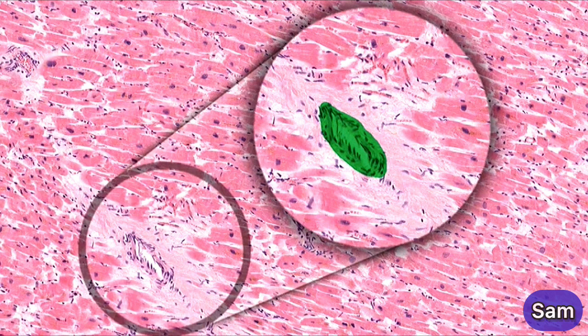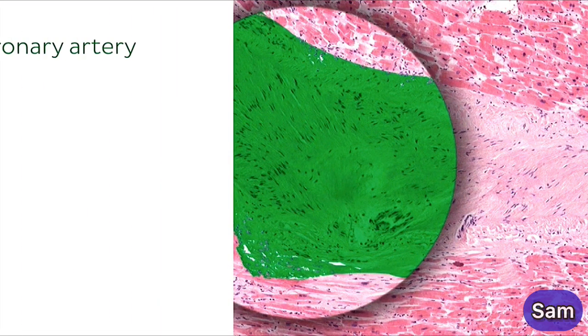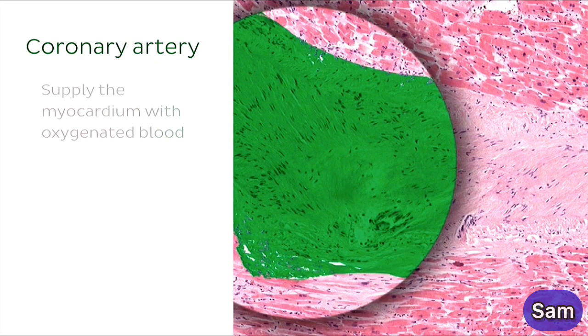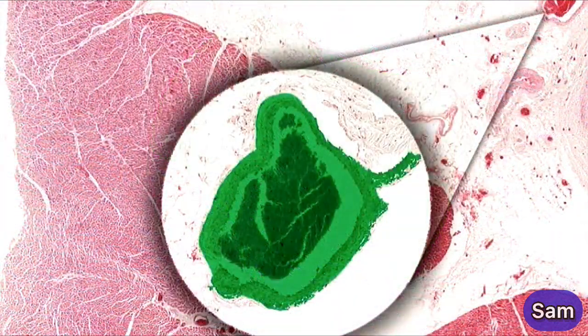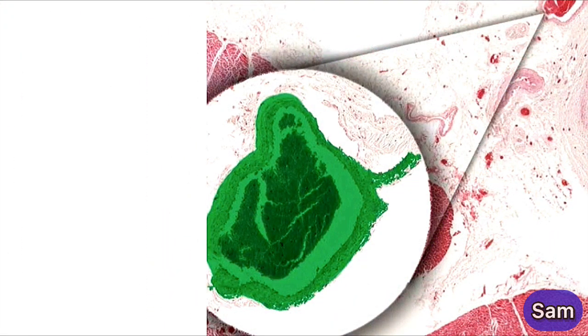Moving now to larger vessels related to cardiac muscle, we see the coronary artery. As you can see here, this is a longitudinal section of the vessel. The coronary arteries are the arteries of the heart that supply the myocardium with oxygenated blood. The coronary system is not only comprised of arteries, arterioles and capillaries which carry oxygenated blood, it also comprises veins and venules that carry deoxygenated blood.